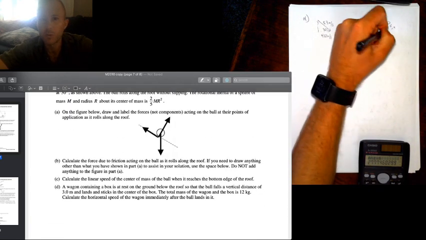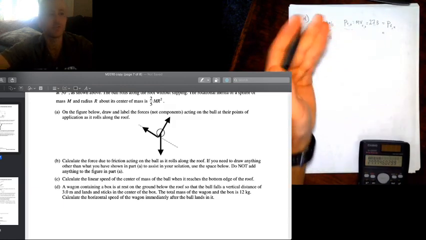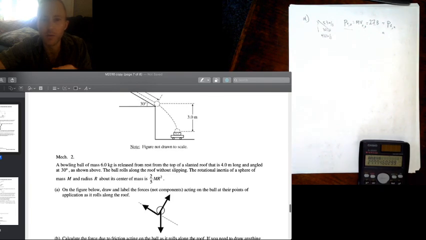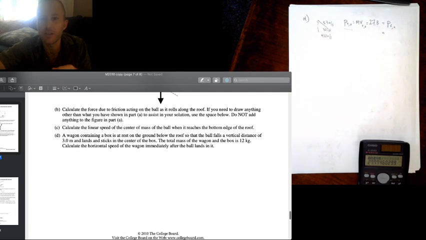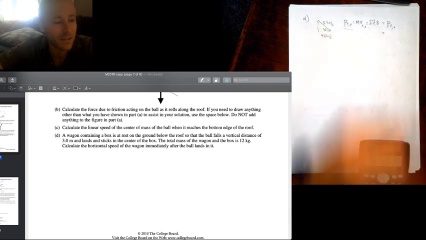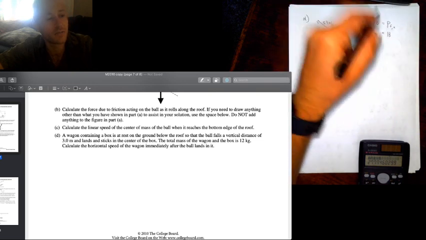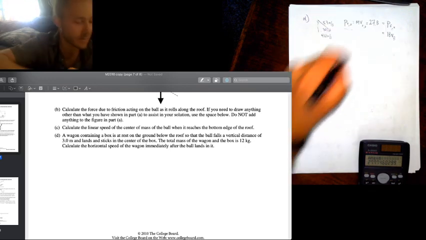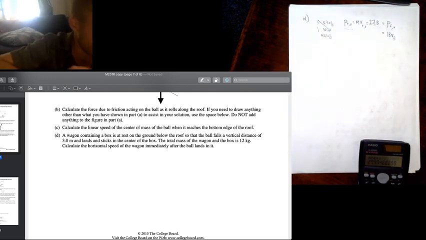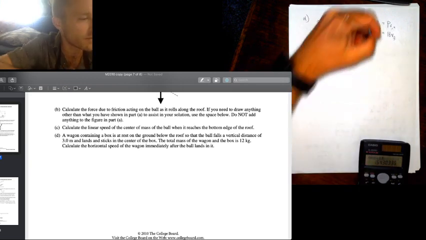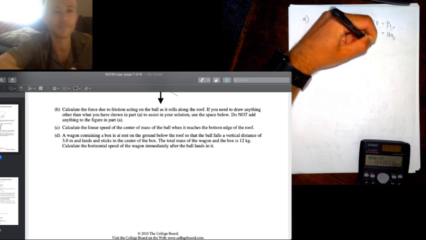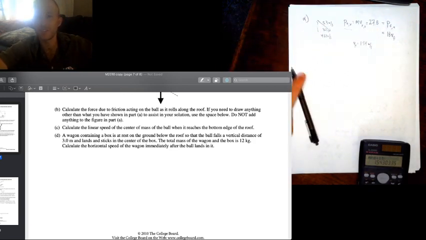So what's the final mass of the system? Once these two things stick together, we've got a bowling ball of mass 6 kilograms and then a wagon, which is 12 kilograms. So that gives 18 kilograms is the final mass. And so we can use that to figure out the final velocity. And it's roughly 1.54 meters per second.